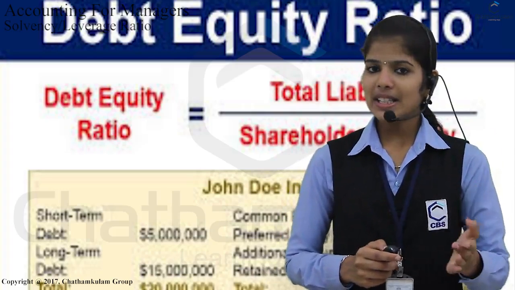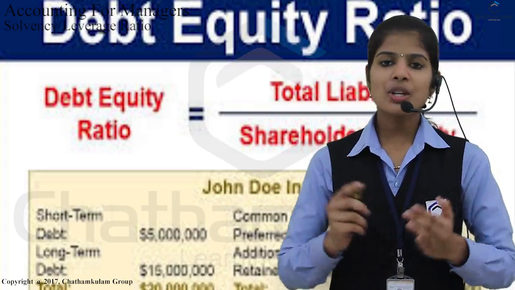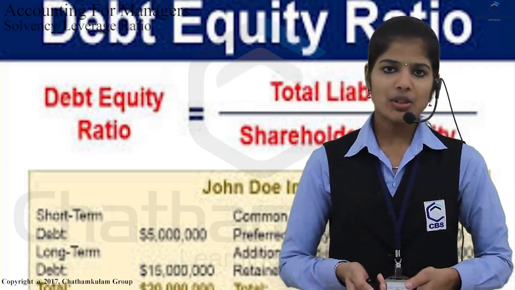A high ratio indicates that the claims of creditors are higher as compared to the owners' funds, while a low debt-equity ratio may result in higher claims of equity.